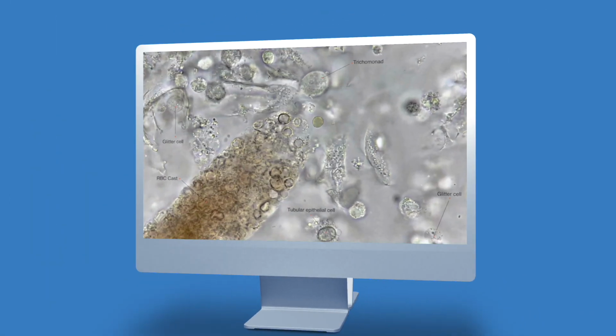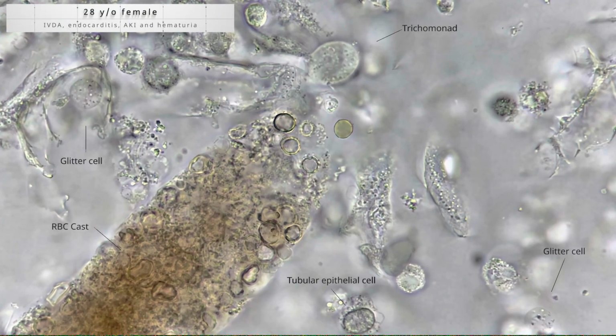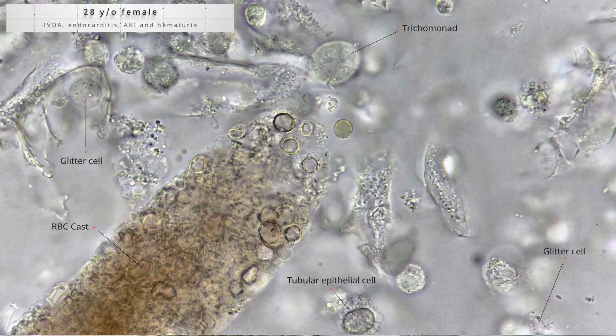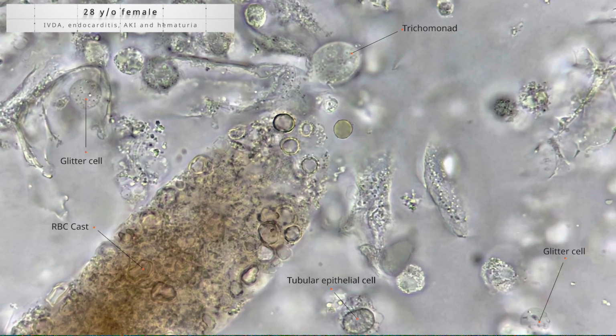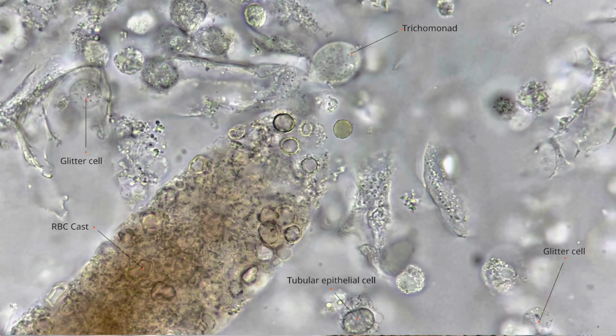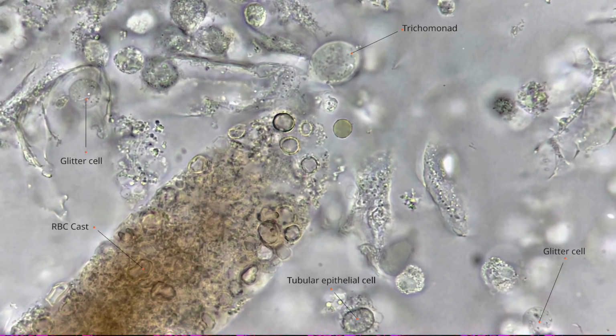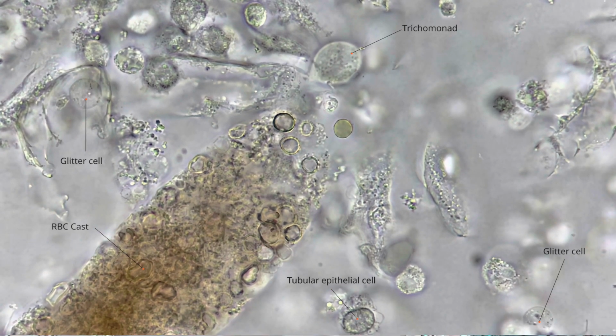This next case is a young girl with a history of IV drug abuse, bacterial endocarditis, acute kidney injury, and hematuria. Her sediment had red blood cell casts, mixed cellular casts, but also the unexpected finding of trichomonas, seen here. You can also see identified a couple glitter cells and a tubular epithelial cell.